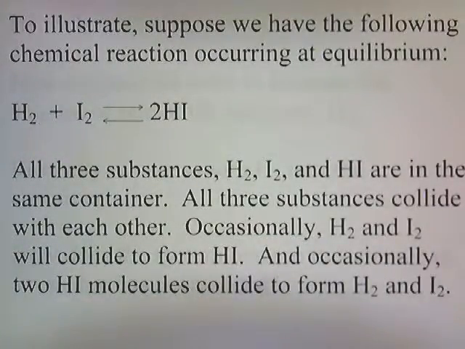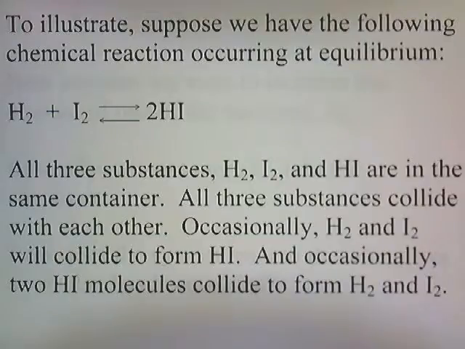To illustrate, suppose we have the following chemical reaction occurring at equilibrium. H2 plus I2 gives 2HI, and then these react to form H2 and I2. Now all three substances, H2, I2, and HI, are in the same container. All three substances collide with each other. Occasionally, H2 and I2 will collide to form HI, and occasionally, two HI molecules collide to form H2 and I2.